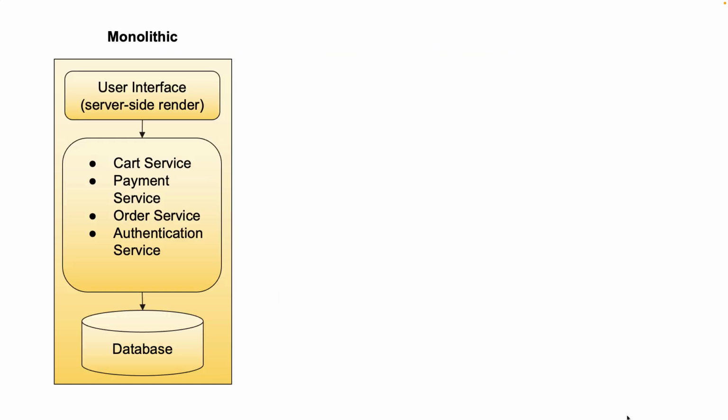So in a monolithic application, there would normally be a user interface, and normally the user interface also would be part of the big chunky application. And again, normally it would be rendered on the server side, for example, like a PHP website or something like that. And then all the services would also be in that application, like cart service, payment service, order service. Normally we would put them somewhere called business tier or business layer. And the entire application also would have a big database.